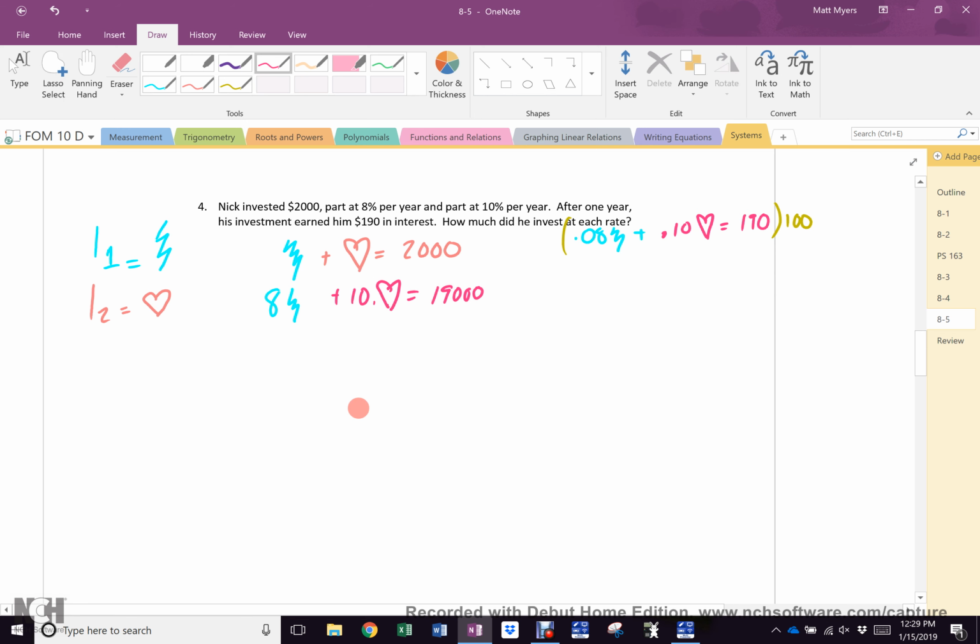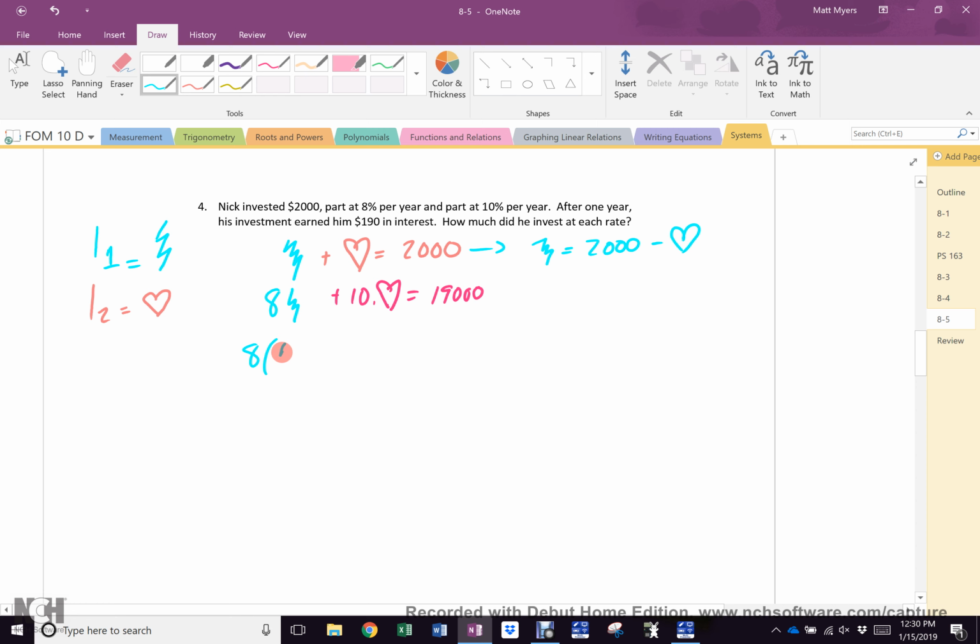Can I just erase this? And now, am I set up for anything? I'm set up for substitution if I move one of these, or I'm set up for elimination if I multiply. Does it matter which you do? No, because you have to do some bit of algebra. I am going to go with this one. Lightning bolt equals 2,000 minus heart.